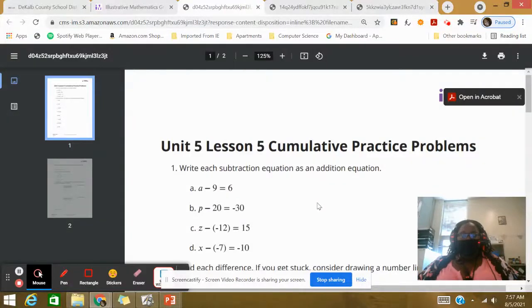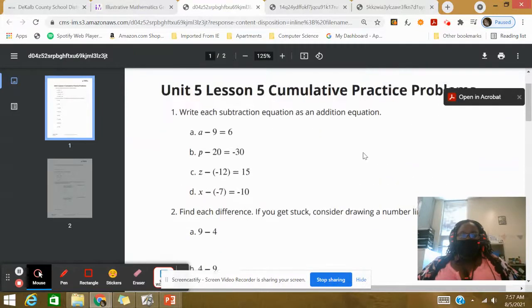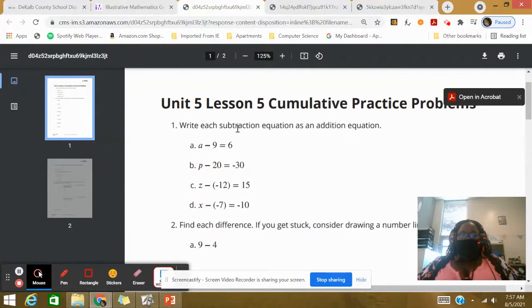Okay, so we have officially finished lesson 4, and the packet is a little out of order. So it starts off with unit 5, lesson 5, cumulative practice problems. So let's take a look at question 1. It tells you to write each subtraction equation as an addition equation. So all you guys are going to do is rewrite each of these as addition equations.